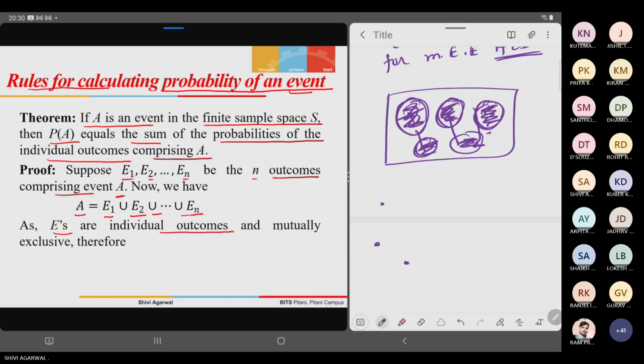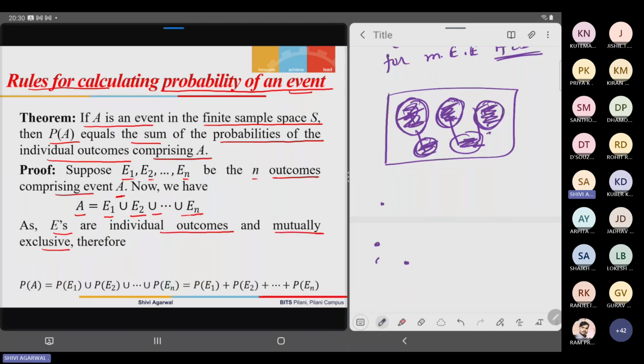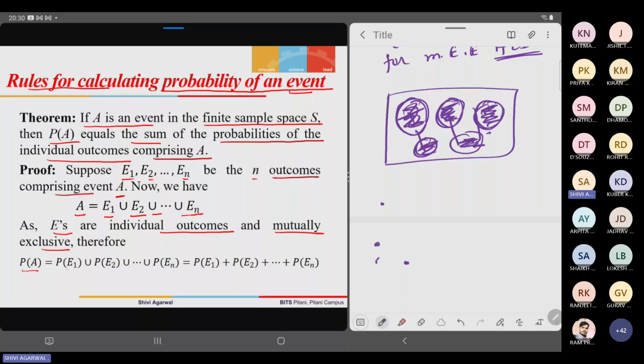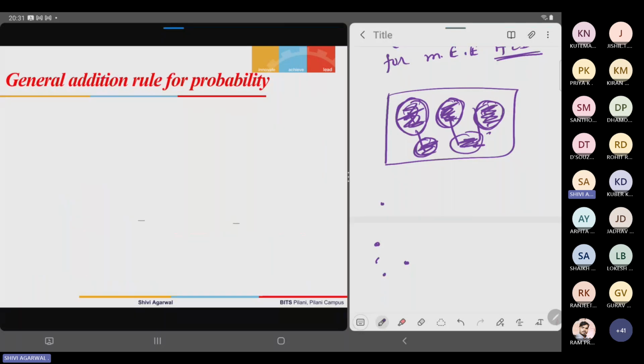The E's are individual outcomes and mutually exclusive. Therefore, we can say the probability of A is equal to the probability of E1 union E2 union up to En. Now you know it. Earlier also we have done this. What we are doing is finding the probabilities and adding them. So the same thing: probability of E1 plus probability of E2 plus probability of En here. And they are mutually exclusive actually.